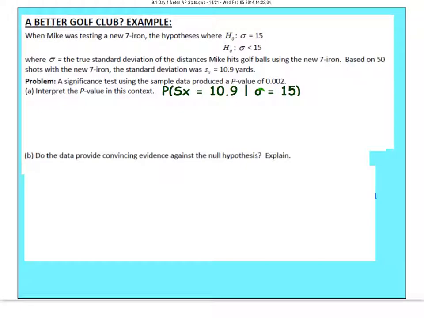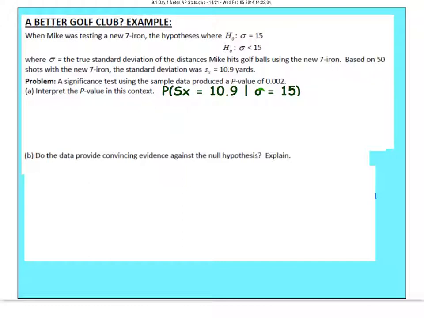Our better golf one that we did before. Remember, Mike was testing his 7-iron. This was his hypothesis here. He thought the iron could get his variability down, so we thought the standard deviation would be less than 15. Based on 50 shots with the 7-iron, his actual standard deviation was 10.9. So a significance test using the sample data produced a p-value of 0.002. Interpret that in context. Fine, if you want to actually put the values in this conditional formula and say it, it might be easier to actually state.